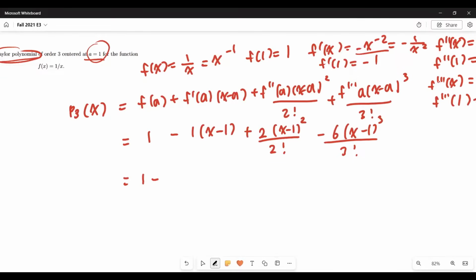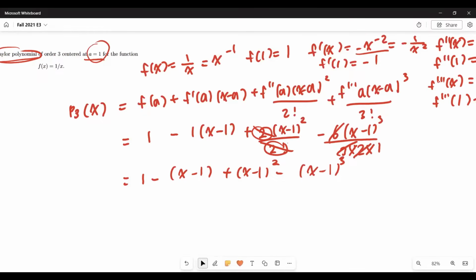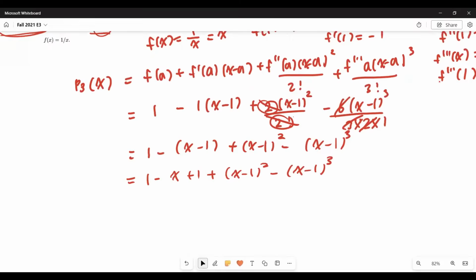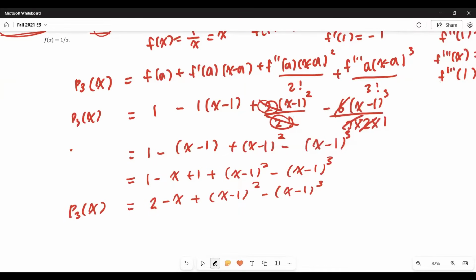Okay, we have that. So let's simplify a little bit. 1 minus (x minus 1) plus, the 2 and 2 factorial can be cancelled out, so this is going to be (x minus 1) squared. Then minus, 3 factorial is 3 times 2 times 1, so this cancels out, so negative (x minus 1) cubed. So this is 1 minus x plus 1 plus (x minus 1) squared minus (x minus 1) cubed. Simplified, this is 2 minus x plus (x minus 1) squared minus (x minus 1) cubed, and that's P3 of x.